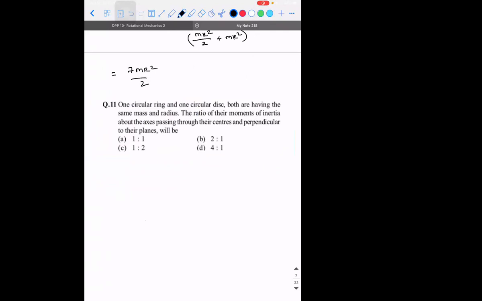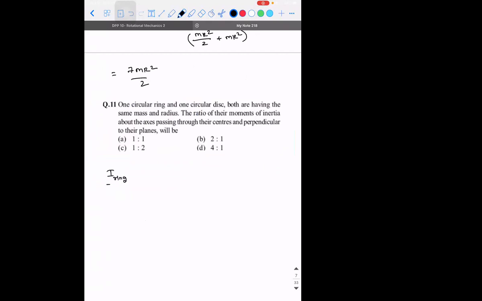One circular ring and one circular disk, both are having the same mass and radius. The ratio of their moments of inertia about an axis passing through their centers and perpendicular to the plane is... a very simple question. This is a direct formula.